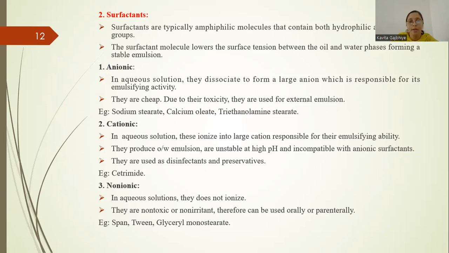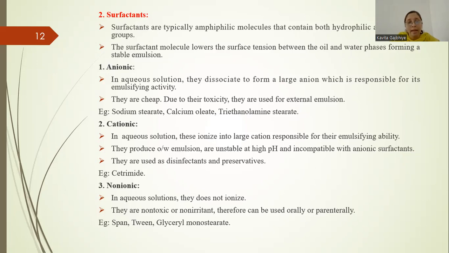The second type of surfactant is the cationic surfactant. Now, the name itself indicates that cationic surfactants undergo ionization and form a cation responsible for their emulsifying ability.